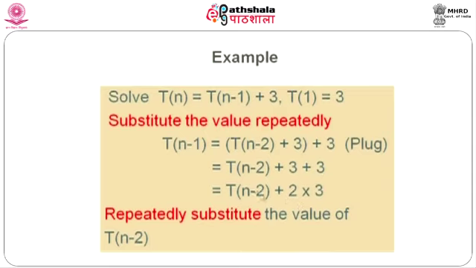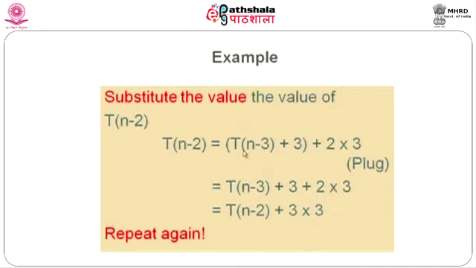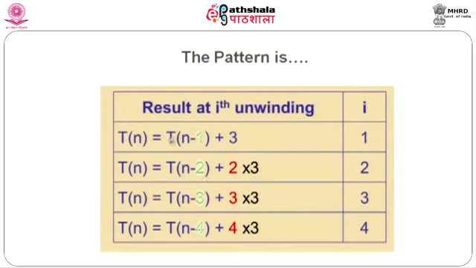Now, I try to find the value of T of n minus 2. Again it becomes like this. When I simplify that, I am getting T of n minus 3 plus 3 into 3. Now, I have to find the value of T of n minus 3. You can see very well it comes like this. So, if we keep on repeating this, my expression becomes something like this. When i is equal to 1, it is like this. When i equal to 2, it becomes like this. When it becomes 3, it becomes like this.